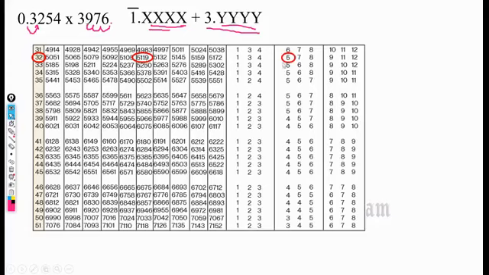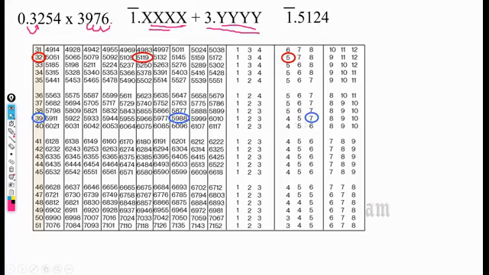5119 plus 5 is 5124. So this number is bar 1.5124. For 39, 7 and 6, the mean difference is 6.